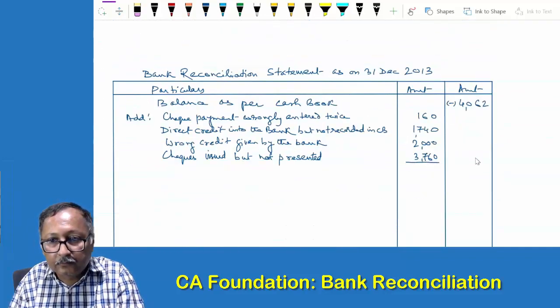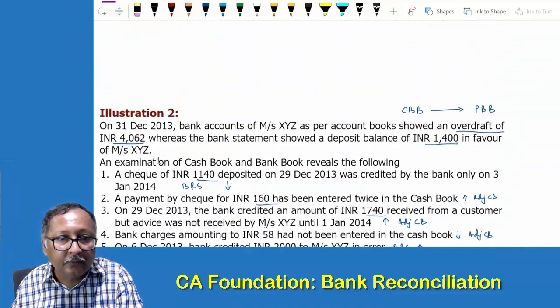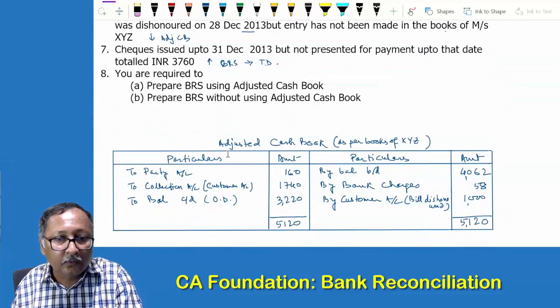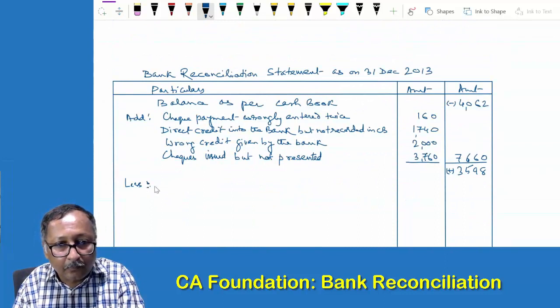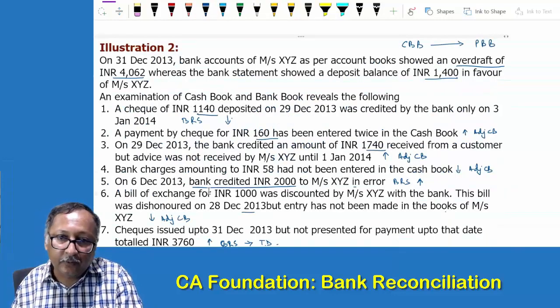I'll take the total. Total comes to 7660. So it was minus 4060. This is plus 7660. So net will be, we have to reduce this, 3598, and this will be a positive balance. Now we will take the items to be reduced. Check deposited but cleared on 3rd, 1140. So less: checks deposited but not cleared, 1140.